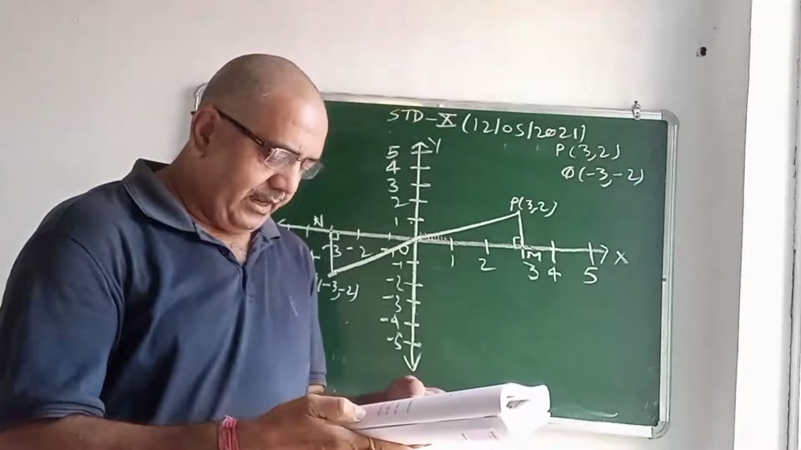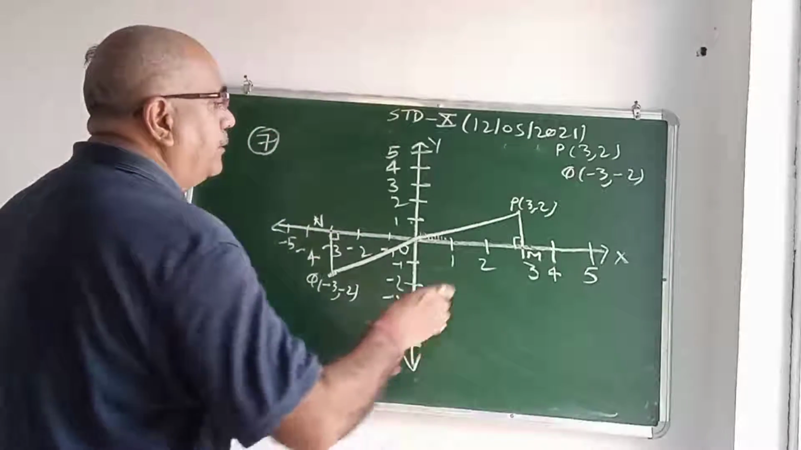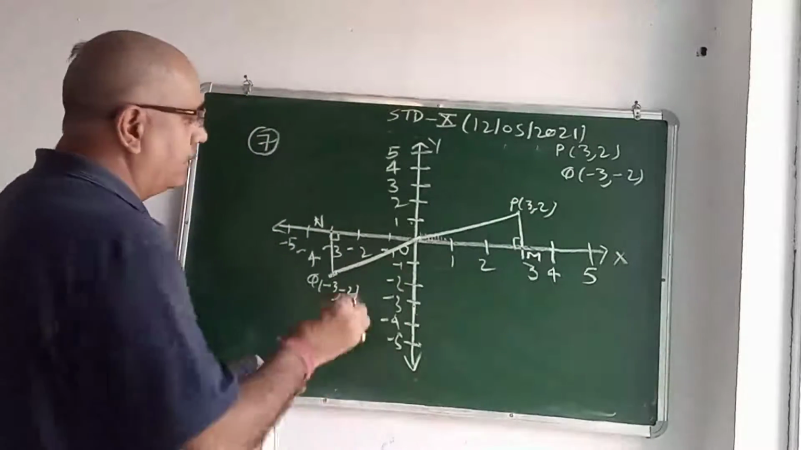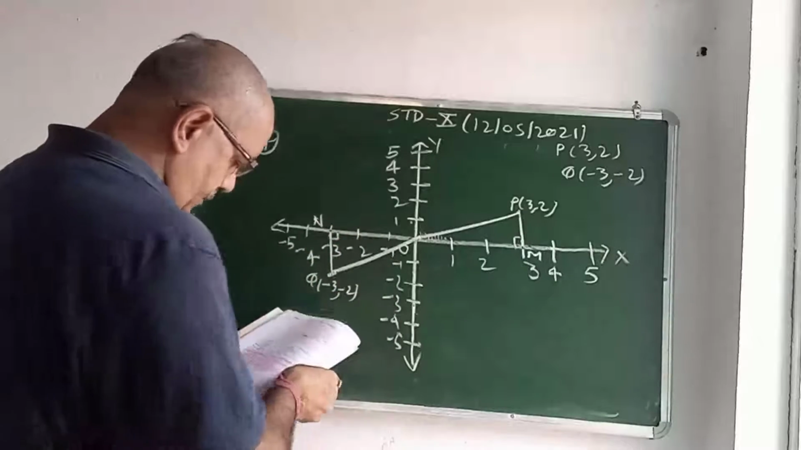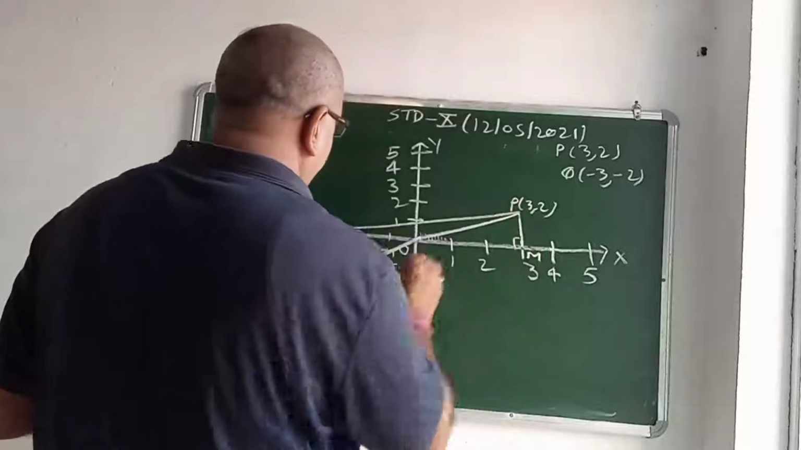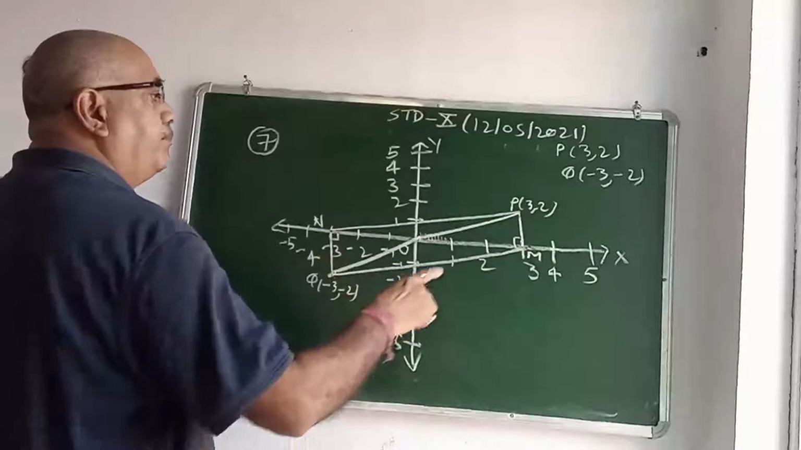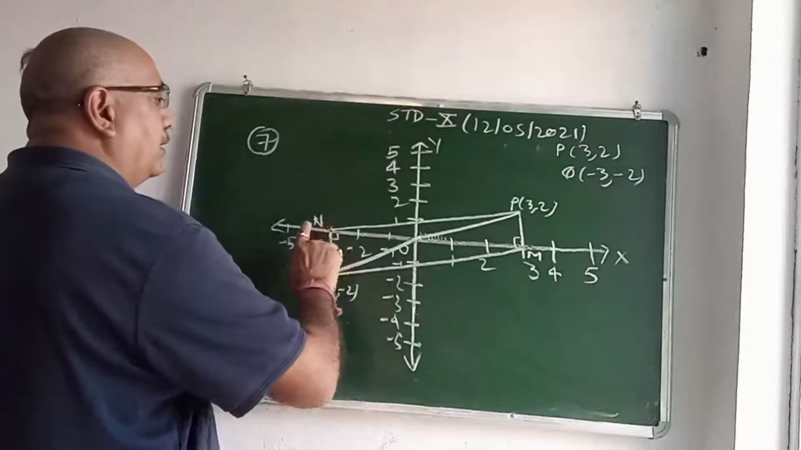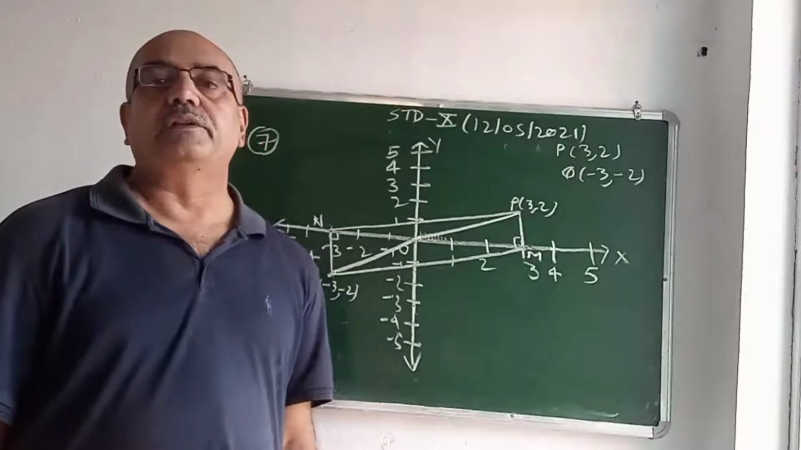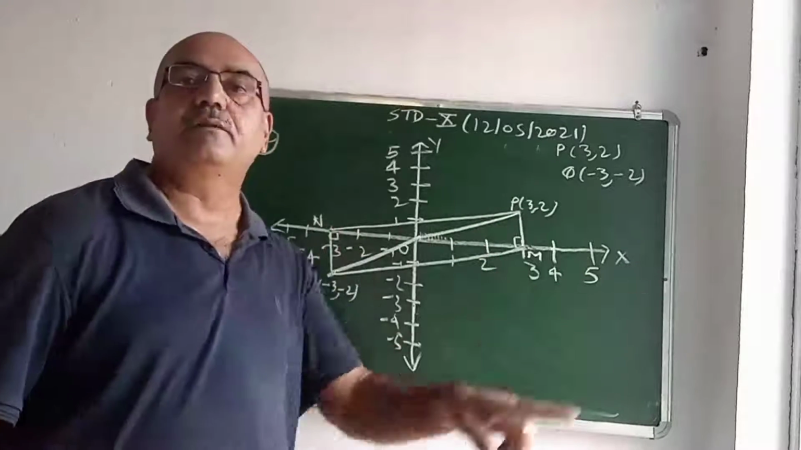Assign the special name of the figure PMQN. Join this one to P, join this one to M. Now what is PMQN? This is a parallelogram. What is the name of the figure? PMQN is a parallelogram.